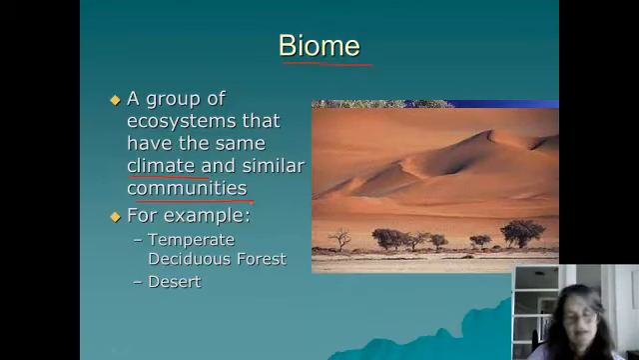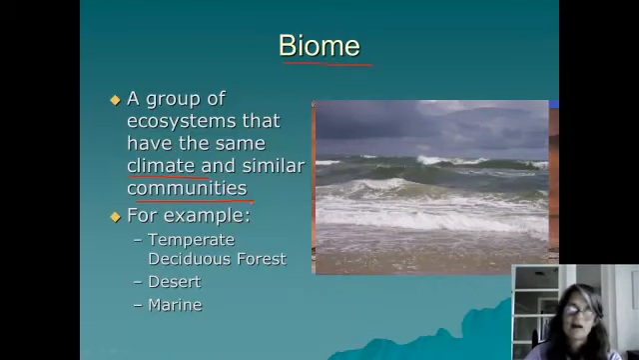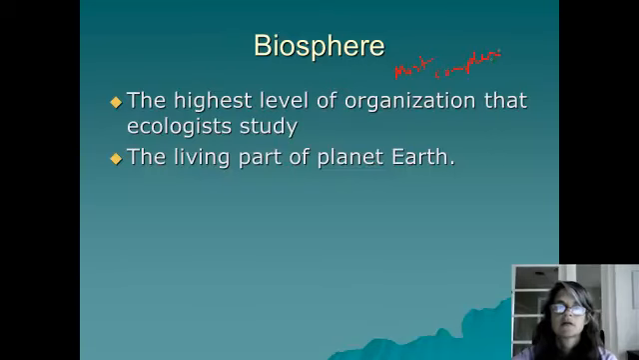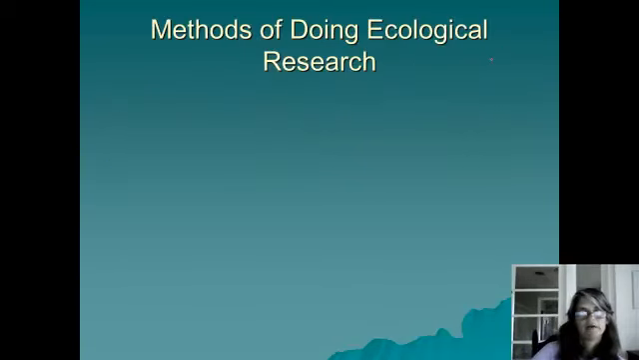A desert, again, has similar drought-tolerant types of organisms, and so on. A marine environment is going to have, again, organisms that we associate with that type of environment, salt-tolerant organisms and things like that. Okay? Biosphere, highest level of organization, most complex, and the living part of planet Earth.